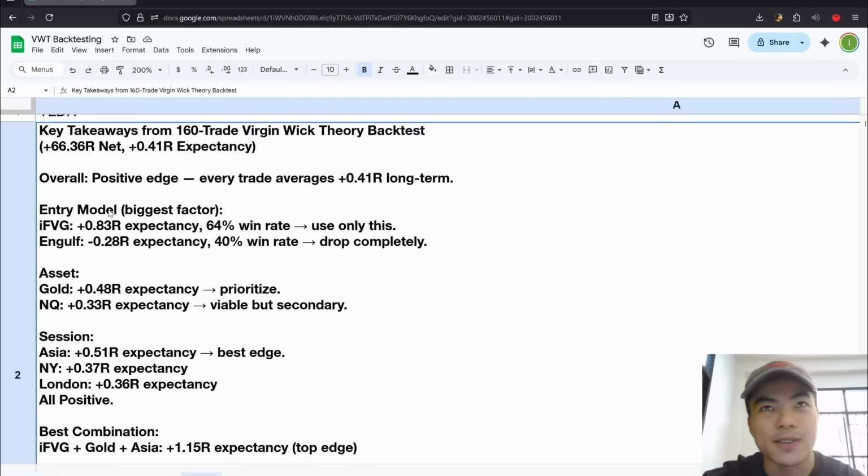So the most important thing is the entry model. What I discovered is that an inverse fair value gap entry is significantly better than just an engulfing entry. Like 0.83 expected R versus a negative expectancy on engulfing candles. So from this, I'm going to completely drop engulfing candle entries, and I will only take this model if there is an inverse fair value gap present. Otherwise, I'm not touching it.